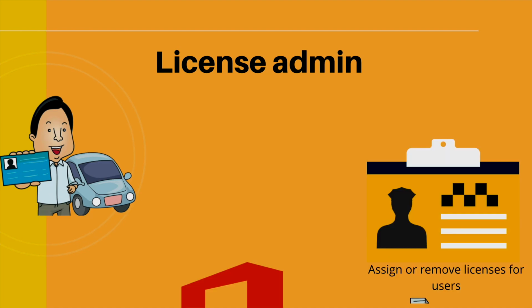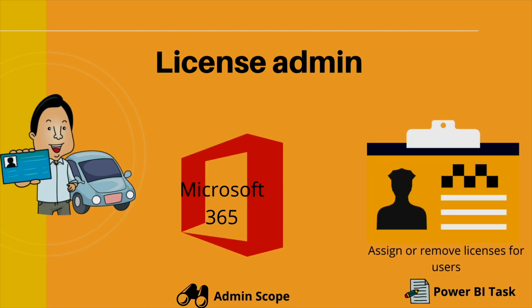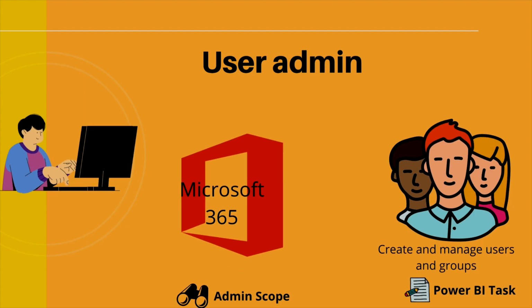The third one is License Admin. The scope is the same as the previous two roles, that is Microsoft 365. And if we talk about the Power BI tasks, then this role can assign or remove licenses for users. The next role is User Admin. User Admin has the same scope as the previous three roles, that is Microsoft 365. If we talk about the Power BI task for this role, then this role can create and manage users and groups. Also, this role can reset user passwords.